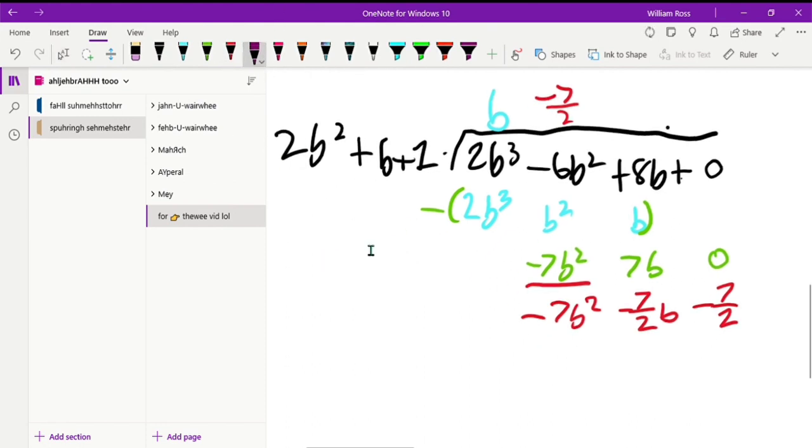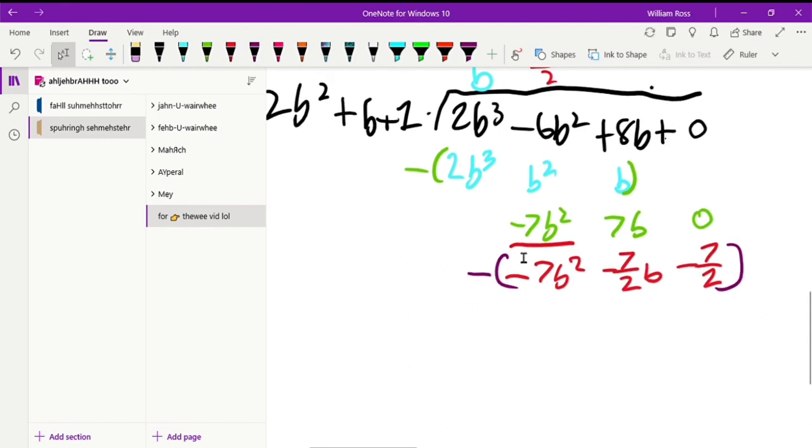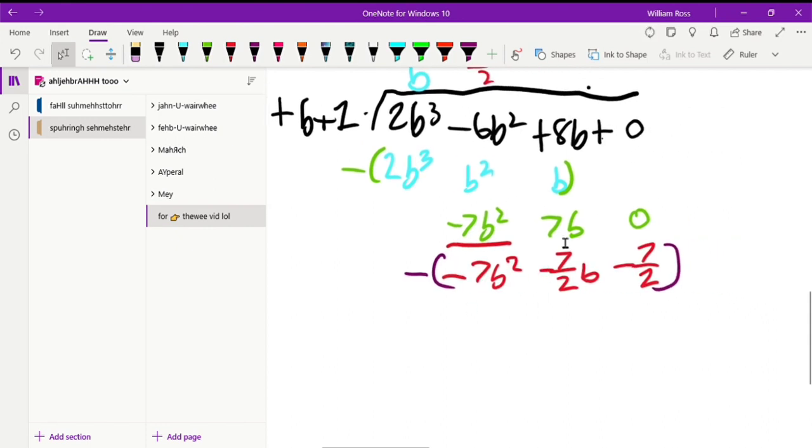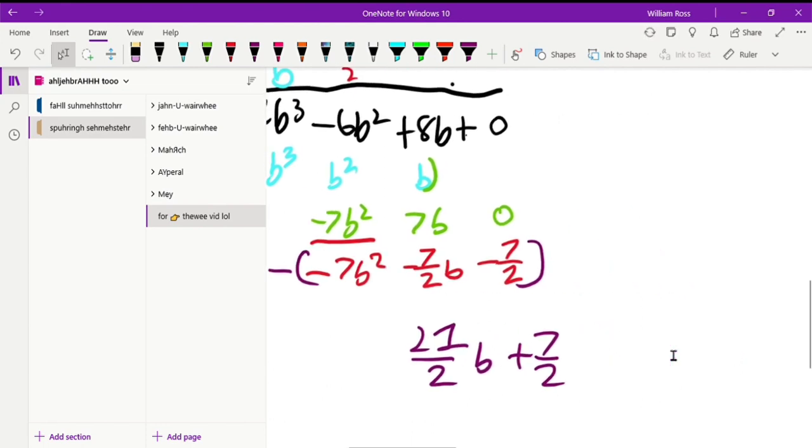Alright. Flip the signs. So these two will cancel out. 7b plus 7 halves b will be 21 halves b. And then this would just be positive 7 halves. And since we ran out of terms to bring down, this will be our remainder.